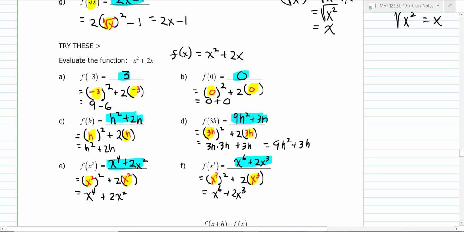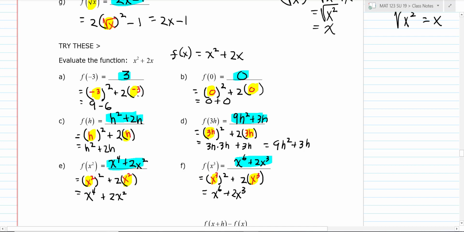Okay, so you want to go ahead and check your answers and see what you got on these. I've got the answers highlighted in blue. First one's 3, 0, h to the second plus 2h, 9h to the second plus 6h, x to the fourth plus 2x squared, x to the sixth plus 2x to the third. So you can look over the details of this and see if you made any mistakes.